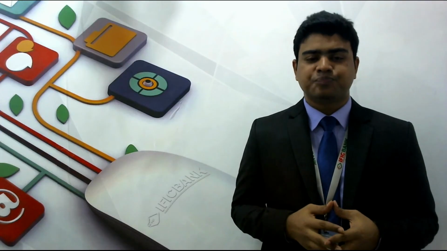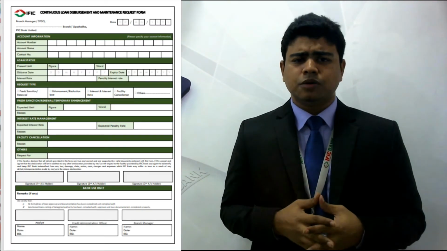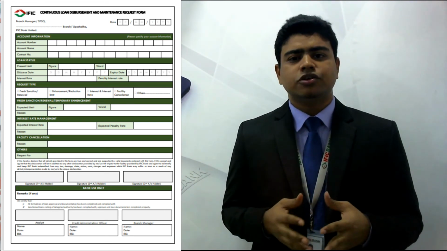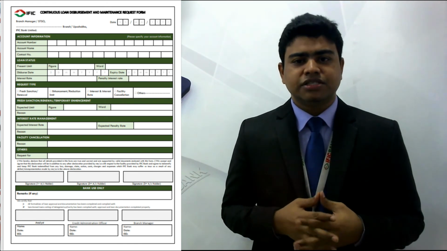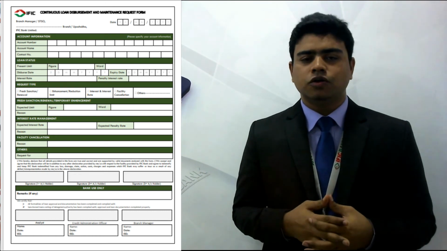Other than general banking department, there are some credit request forms we use for loan purpose. That is the Sahajrin application form. When a customer wants a loan product of Sahajrin, he has to duly fill up this application form. Then, continuous loan disbursement and maintenance request form. We use this form for fresh sanction or renewal of loan, enhancement, reduction of limit, interest and interest rate, and for facility cancellation. We need the information of account and loan status.